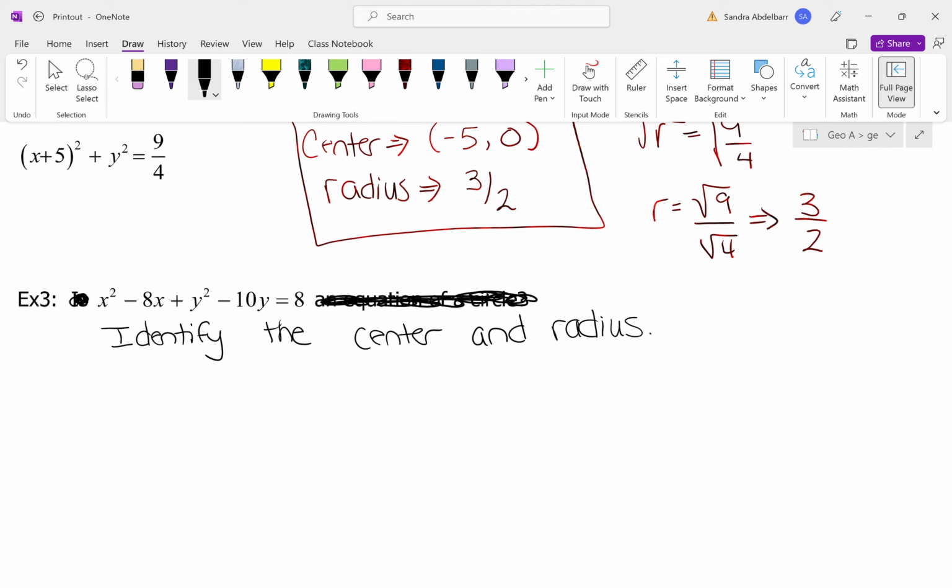So right now, the way this equation is written, x squared minus 8x plus y squared minus 10y equals 8, it is not in the appropriate format that we would be able to identify anything. You cannot just assume that the radius is 8 because that's the number on the other side, and we don't know what the center is because it's just not in the equation of the circle format. So we need to put this into an equation of a circle format. How are we going to do that?